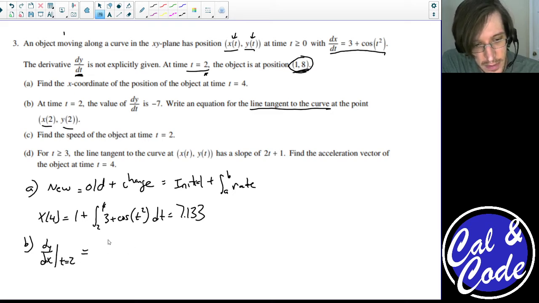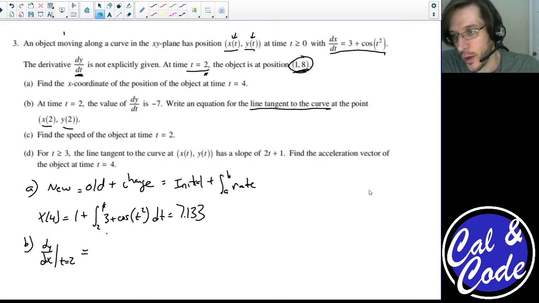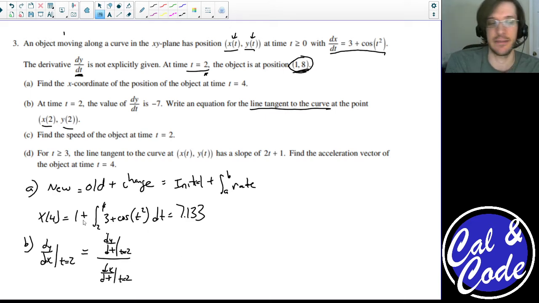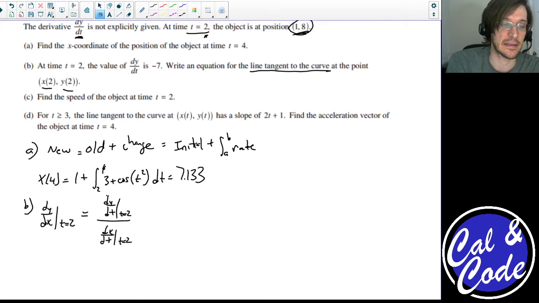So what I need to find is dy/dx when time is equal to 2. Well, in parametric equations, that is equal to dy/dt at time equals 2 over dx/dt when time is equal to 2. And for some people, this is going to seem pretty intuitive: I take the y part and divide by the x part to get dy/dx. But this is the way we figure it out.